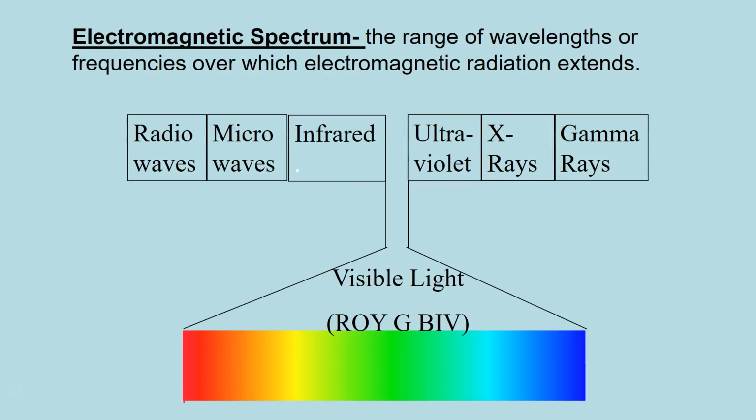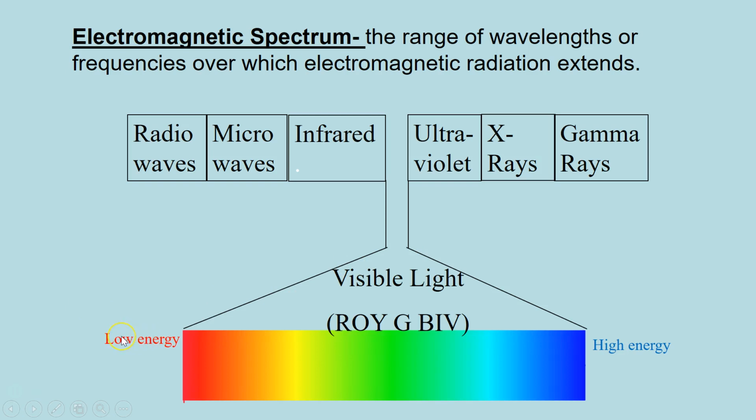And this all relates to the electromagnetic spectrum. That's the range of wavelengths or frequencies over which electromagnetic radiation extends. So we have our different types of waves. We have radio waves, microwaves, infrared waves. In the center, we have our visible light, the rainbow, Roy G. Biv. Then we get to our ultraviolet rays, our X-rays, and our gamma rays. We can't see any of these. We can only see the visible light in the center.